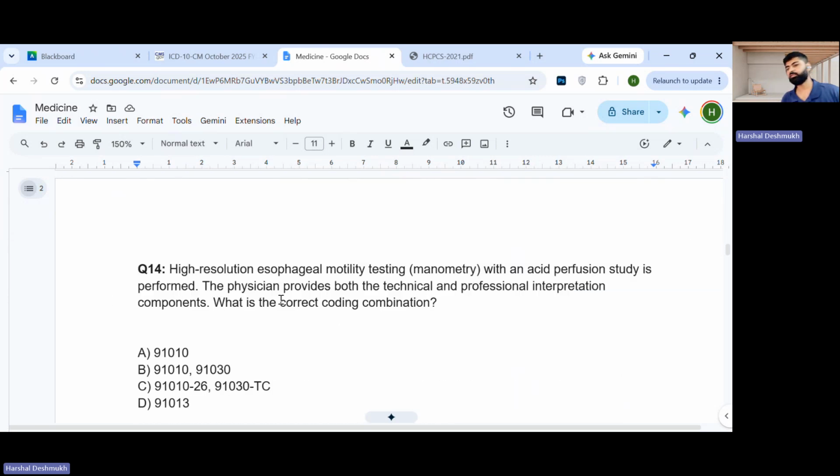High resolution esophageal motility testing with an acid perfusion study is performed. The physician provides both the technical and professional interpretation of the components. What is the correct coding combination over here?